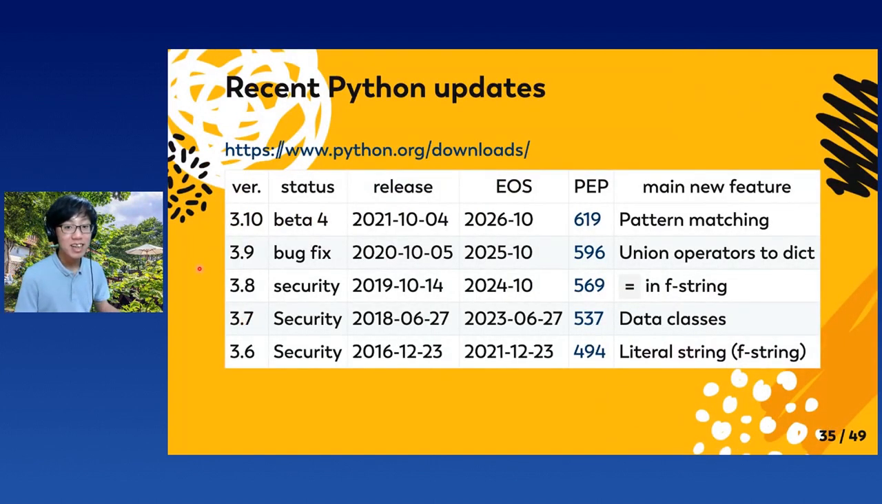There are recent Python updates. This year, on October 4th, Python 3.10 will be released. Right now, it's in beta 4 status. Its big main new feature is pattern matching. And there are 3.9, 3.8, 3.7, and 3.6.